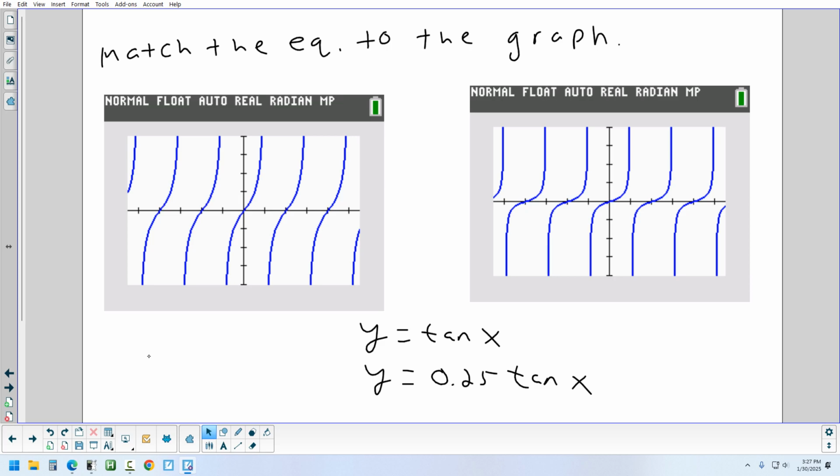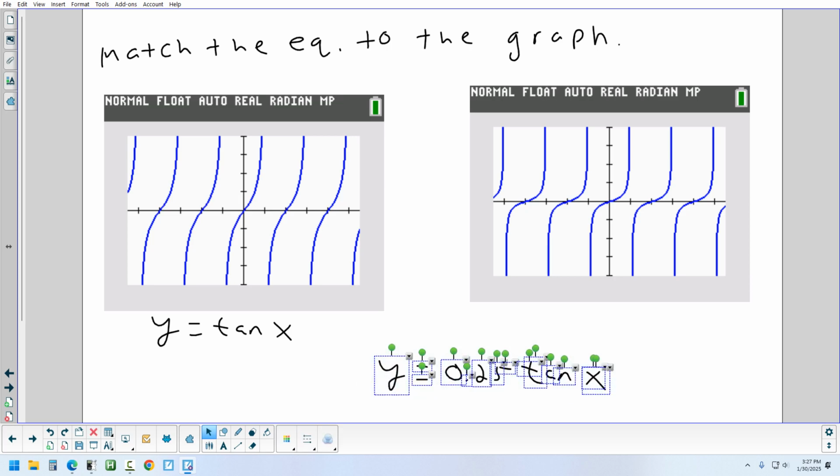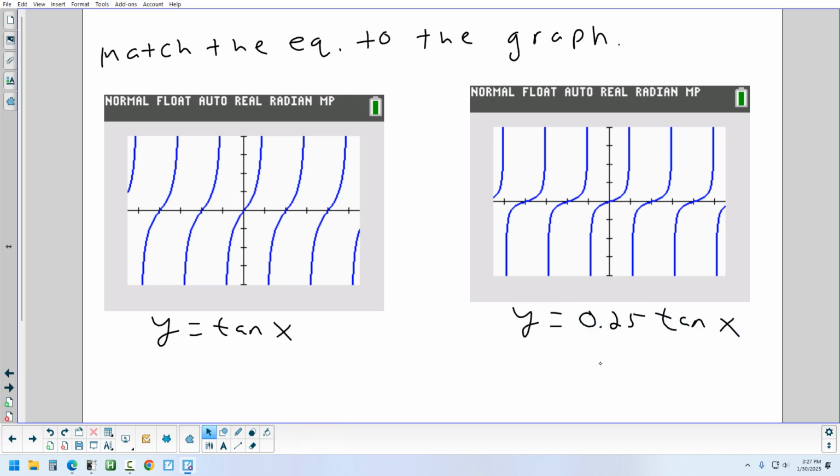So out of those 2, which one looks more like the regular tangent? Yeah. The one on the left looks regular. The regular tangent doesn't have as sharp of a curve as that. Regular tangent is a little bit smoother. So that would be your regular tangent. And then if you compress that, in this case it's being compressed by a factor of 4, then it would look more squished.